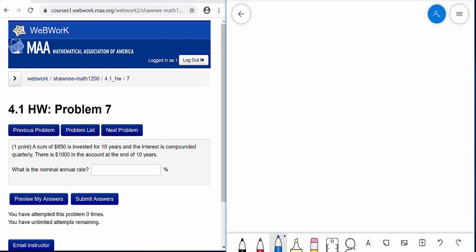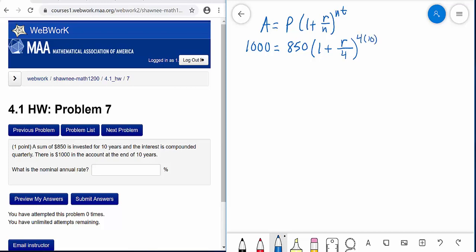So again, we're going to be using the compound interest formula, and we're going to plug in all the given information. The accumulated amount would be A, so that would be $1,000 after 10 years. And the initial investment was $850, so that would be P. And we're not given the rate r. That's what we're trying to find. We're told that it's compounded quarterly, so that would be n equals 4. And so we plug in 4 for n here, and then 10 years. So this is the expression we need to unravel and solve for the interest rate r.